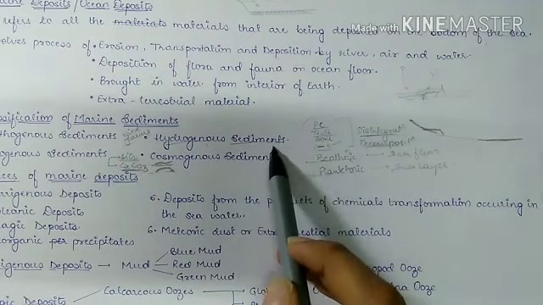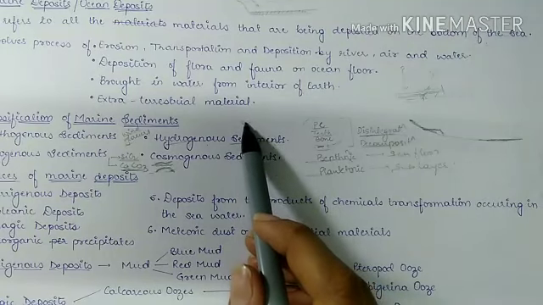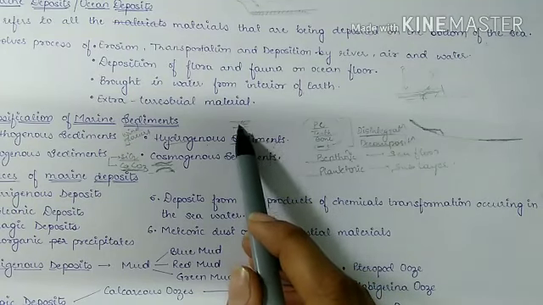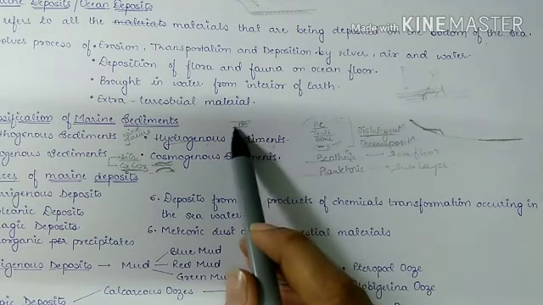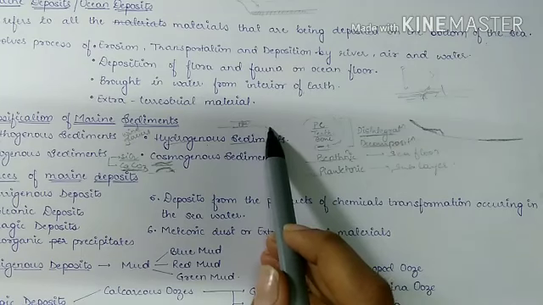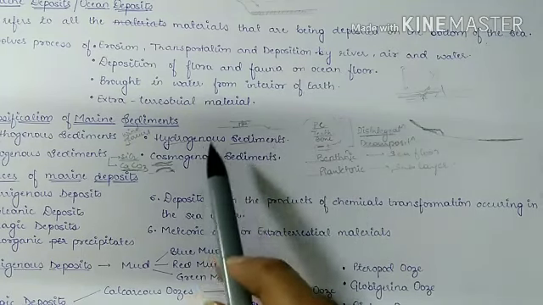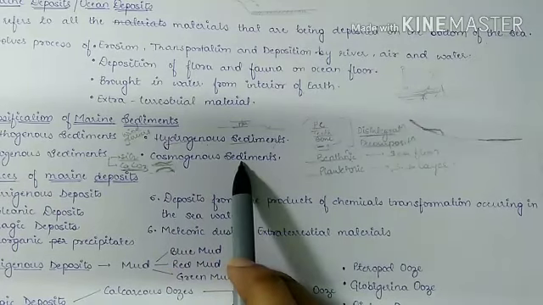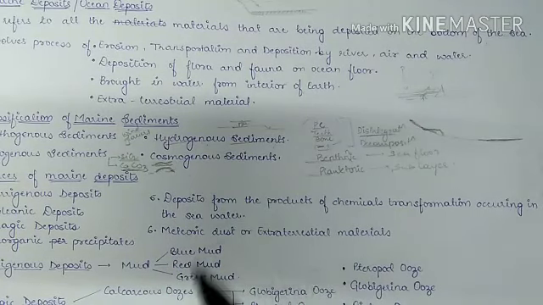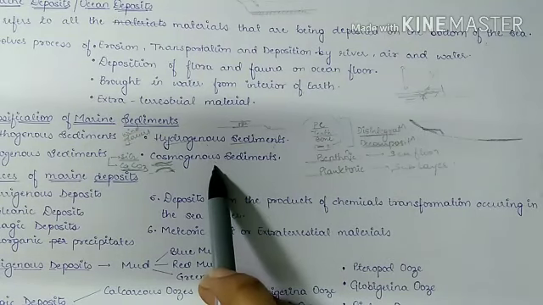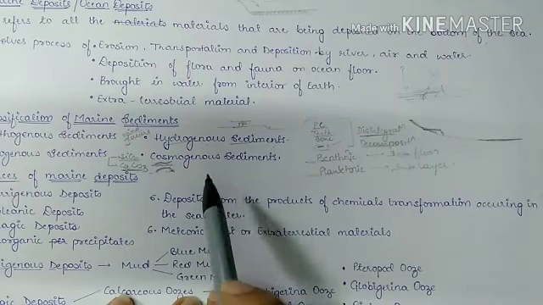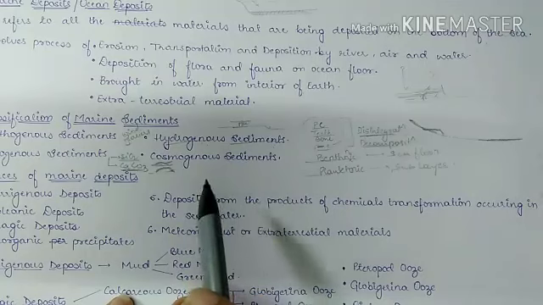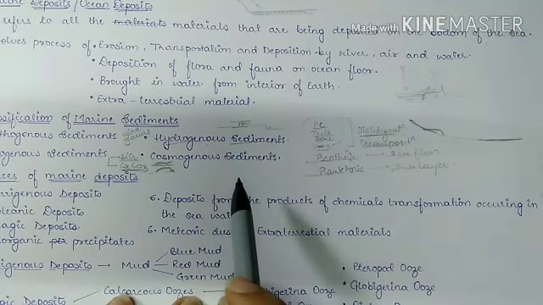That is because the salt content in water is less. In the solution, the amount of salt content will be less, so their deposition will also be very slow. Then we have cosmogenous sediment. Cosmogenous sediments are derived from meteoric dust falling from outer space. These sediments are less important, even less important than the inorganic precipitates.